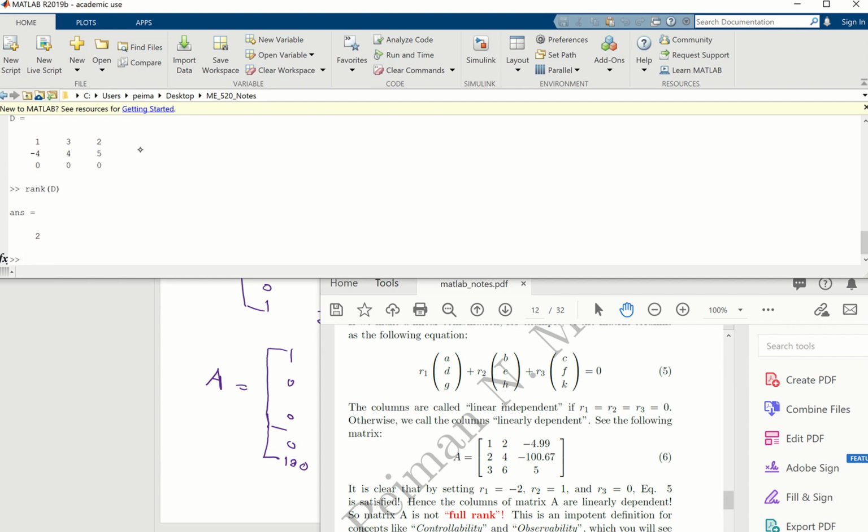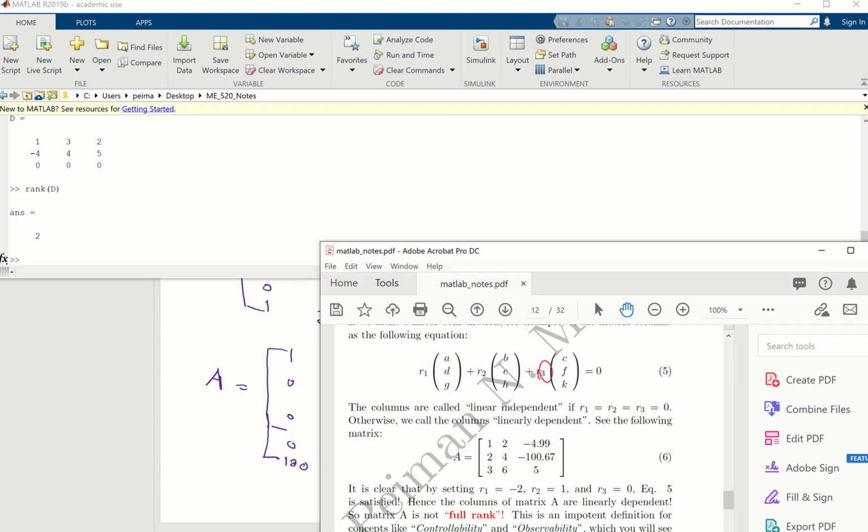Because if you put R3 with 0, 0, 0, R3 can be any number because it's multiplied by 0. It can be -1 because -1 multiplied by 0, or 100 multiplied by 0. So R3 can be non-zero to satisfy equation 5. So that's why it's linearly dependent. So that's why this matrix's columns or rows are not full rank.